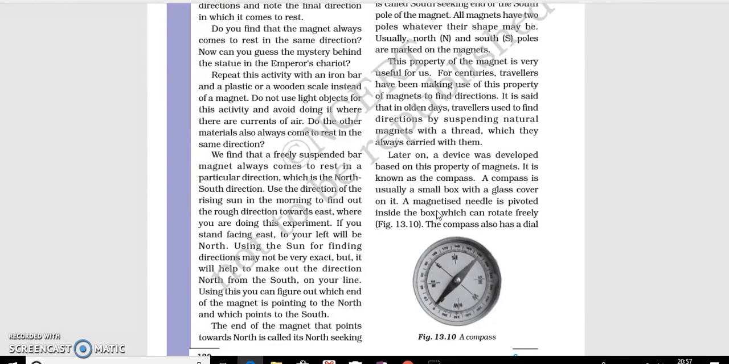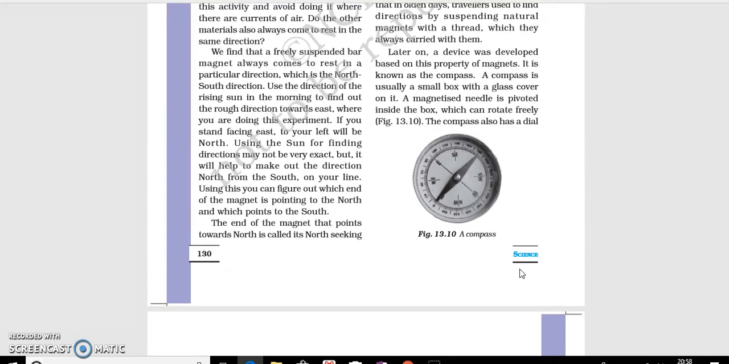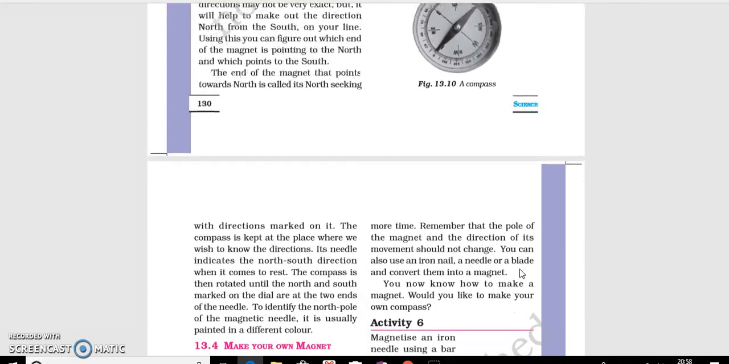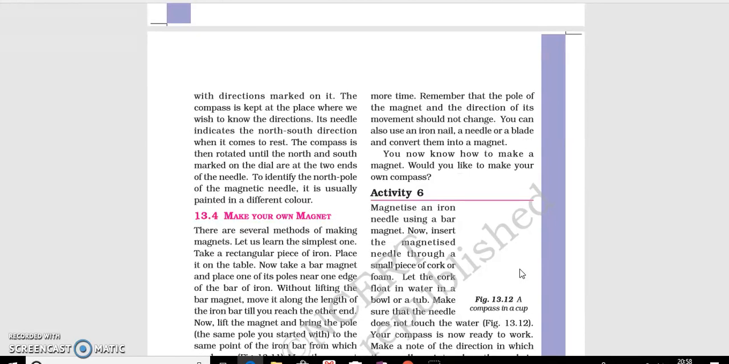But later on, a device was developed based on the property of magnets. It is known as a compass. A compass is usually a small box with a glass cover on it. A magnetized needle is pivoted inside the box which can rotate freely. The compass also has a dial with directions marked on it. The compass is kept at a place where we wish to know the directions, so its needle indicates the north-south direction when it comes to rest.